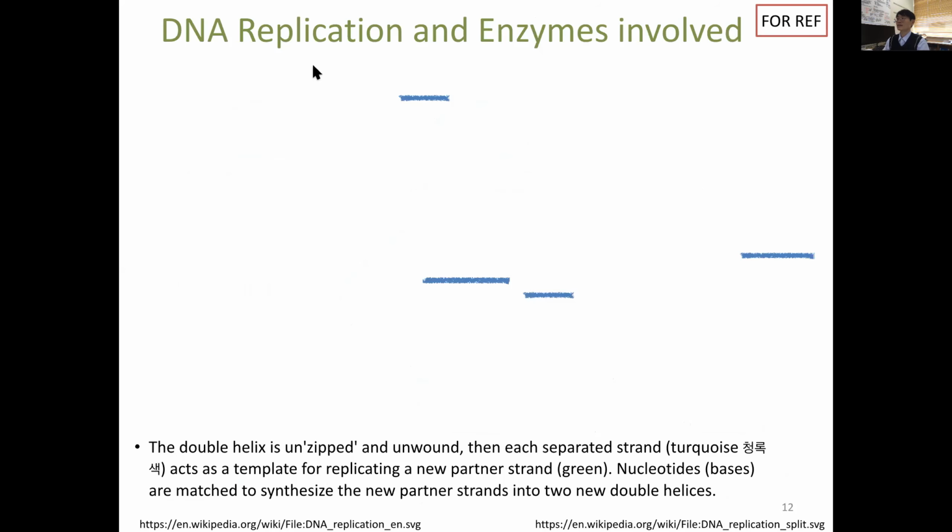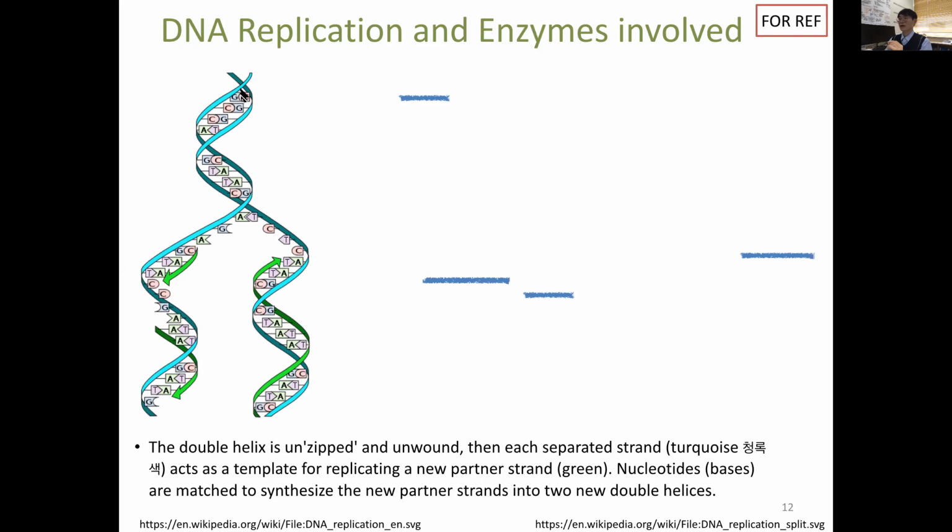So for this replication, there are a number of enzymes involved. You don't have to remember all the enzymes, but I want you to understand the pretty basic ones. So the double helix is unzipped and unwound, and then each separated strand. Let me show you here. These blue ones are the templates, unzipped and unwound. And each separated strand acts as a template. So there are two templates for replicating a new partner strand, which is shown in green here.